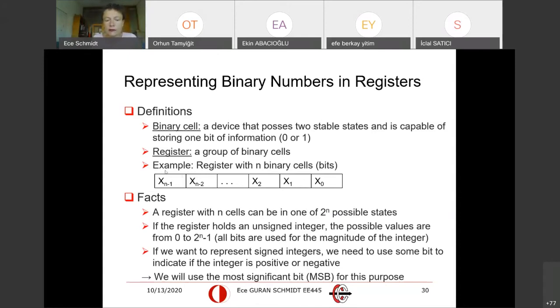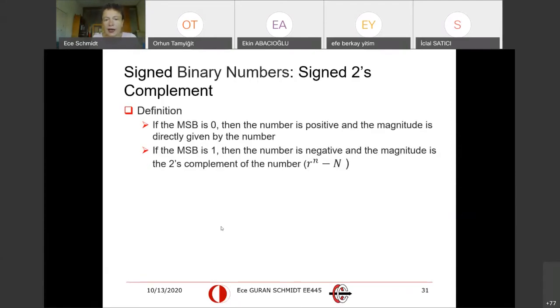So we looked at how we can represent numbers with signs in the register. We have learned something called signed binary numbers in two's complement. That is what we are going to stick to in this course. In the register, the most significant bit shows the sign. If it is 0, then the number is positive, and the magnitude is directly given by the number. If it is 1, then the number is negative. The machine is also constructed with that convention.